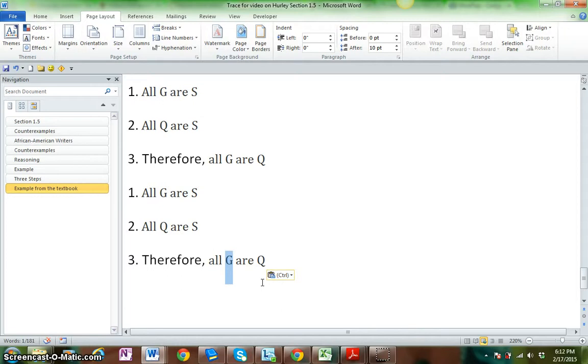Something like all lions are hamsters. So G, I'm going to put in lions, and Q, hamsters. So now clearly my conclusion is false, all lions are hamsters. And now I need to find a substitute for S that will make both premises true. It's very easy to do that. I could say all lions are animals, all hamsters are animals. Those are definitely true statements.